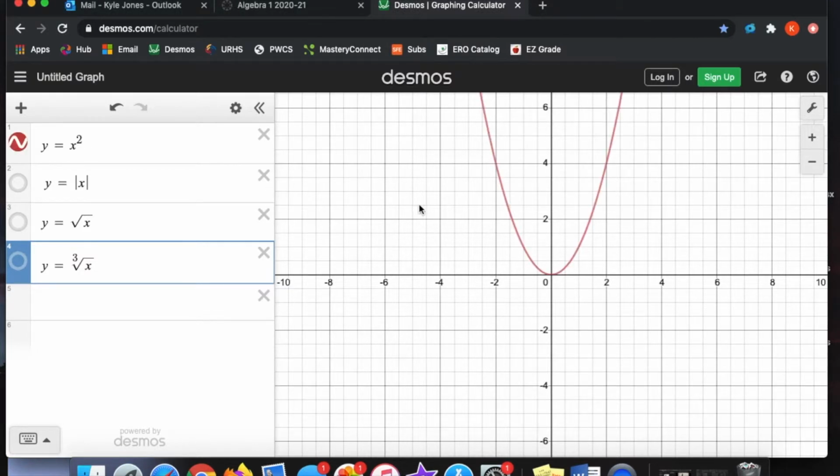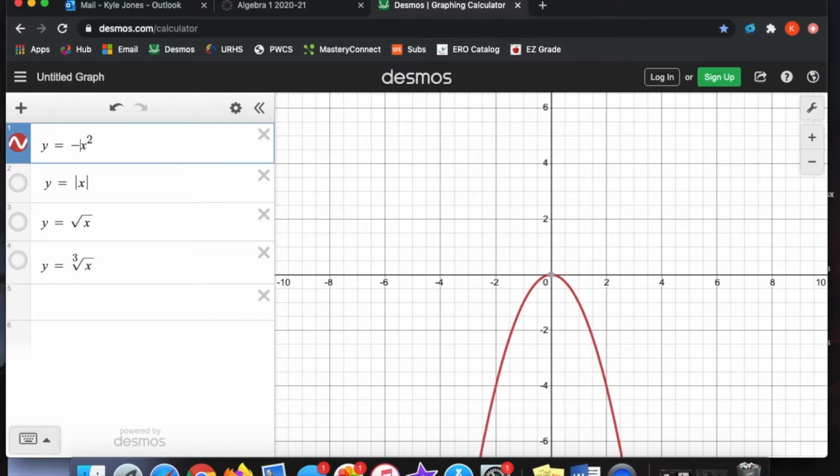All right, guys, back in Desmos, and I just want you to look at what happens with a negative out in front of the x in the equation. If it's y equals x squared, that's your standard quadratic parent function. If I make it a negative, it flips it around, specifically across the x-axis. It's almost like a mirror image across the x-axis. If I add a negative in there, it flips it upside down.